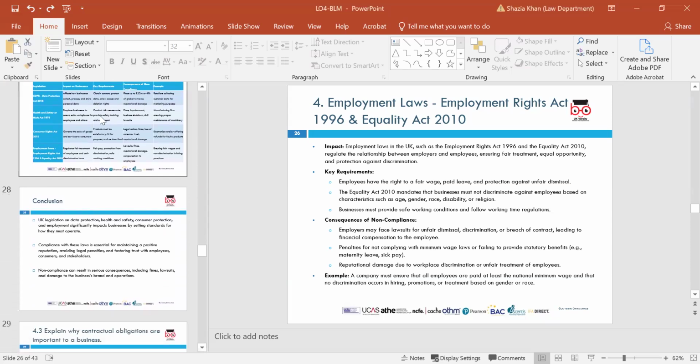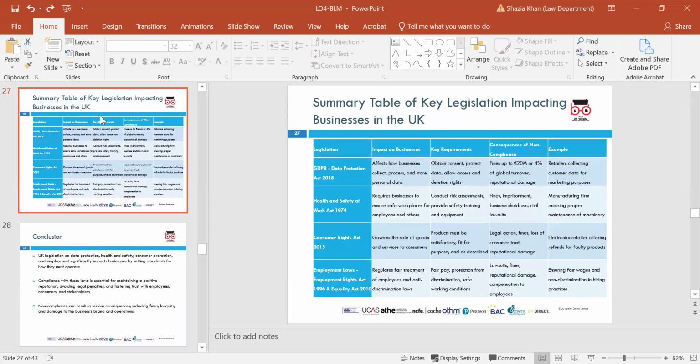So this summary table looks at the key legislation impacting businesses. We looked at the GDPR and its impact on business, key requirements, consequences of non-compliance, and an example. We looked at the Health and Safety at Work Act 1974, and how it impacted business, the key requirements to provide safety, and the consequences: imprisonment, civil lawsuits, and an example as well.